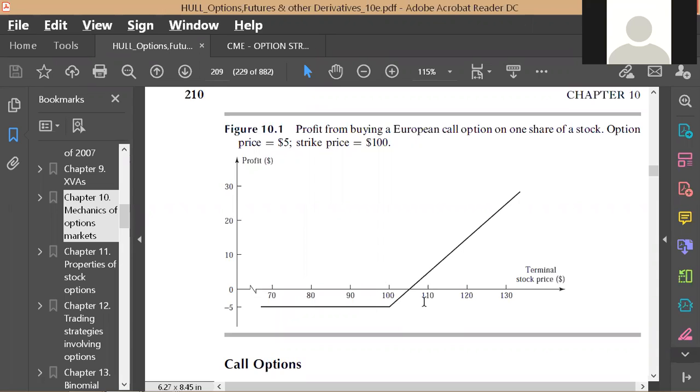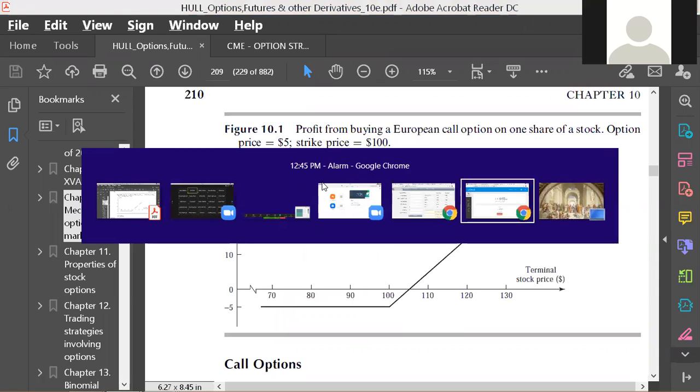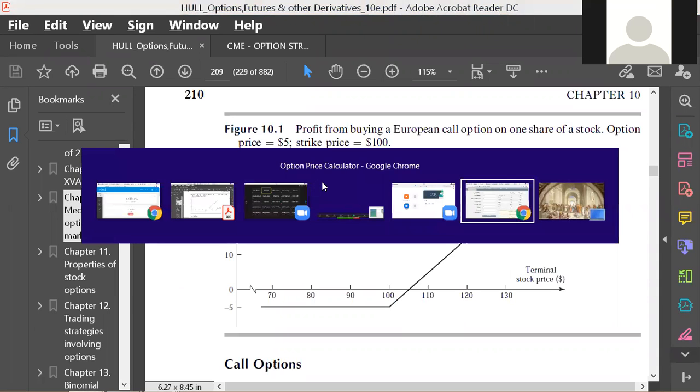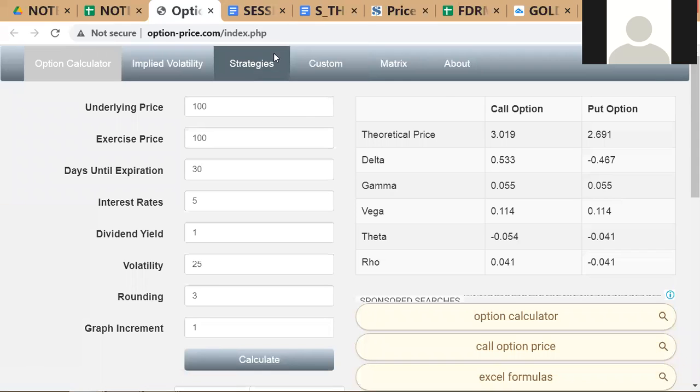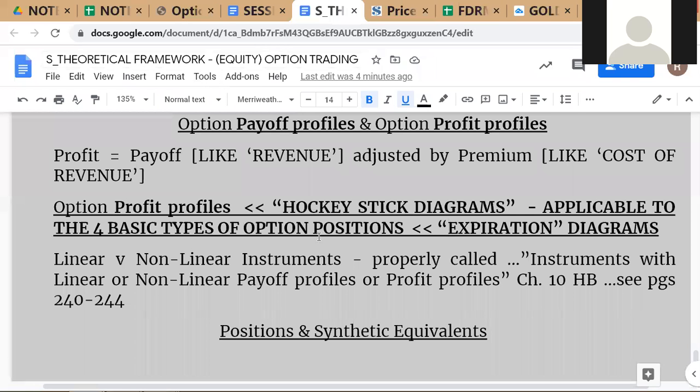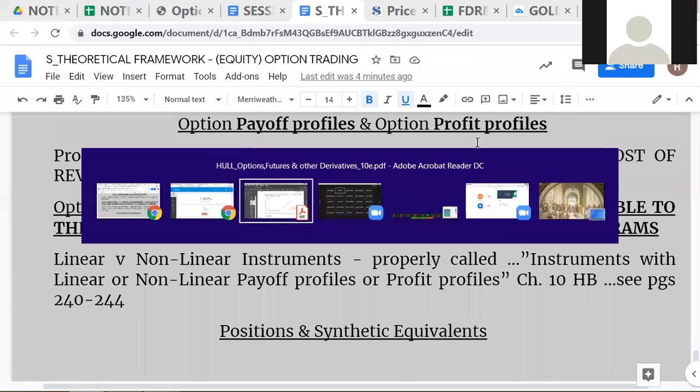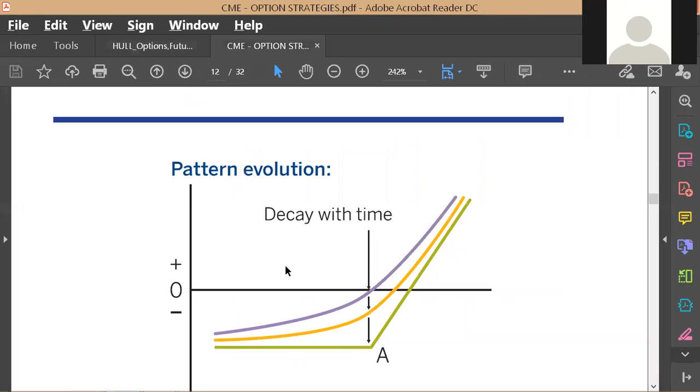Okay, so understand how this diagram is constructed. One of the things you have to understand is that this is an expiration diagram. Hockey stick diagrams, when we talk about these normally, as you can see in the option strategies, the CME book, you can also draw them before expiration, but that's not usually what we talk about. When we talk about hockey stick diagrams, we're talking about at expiration.